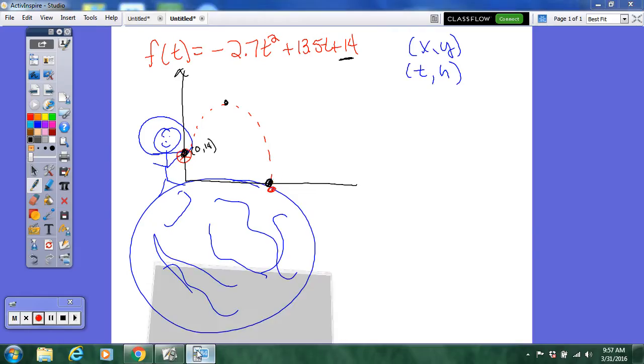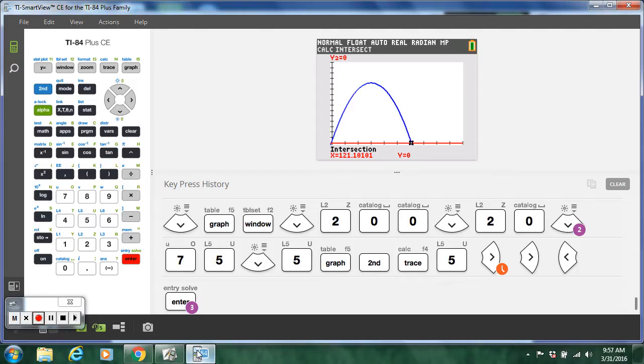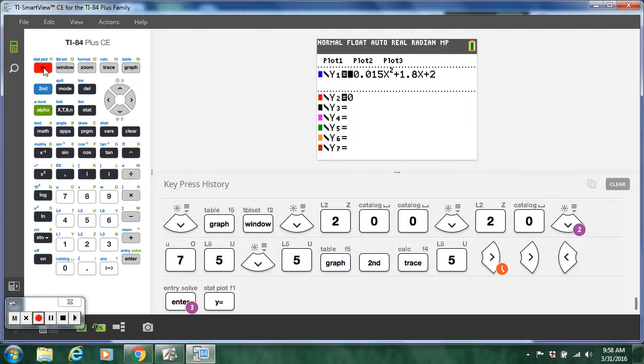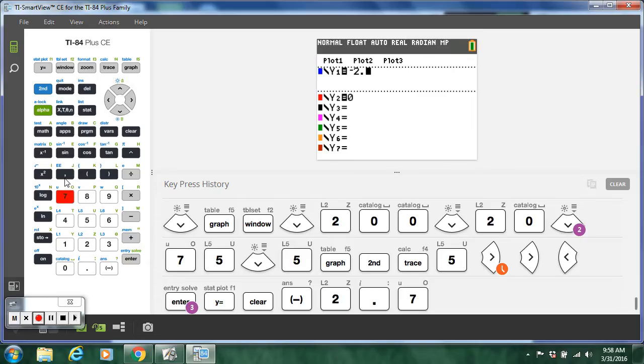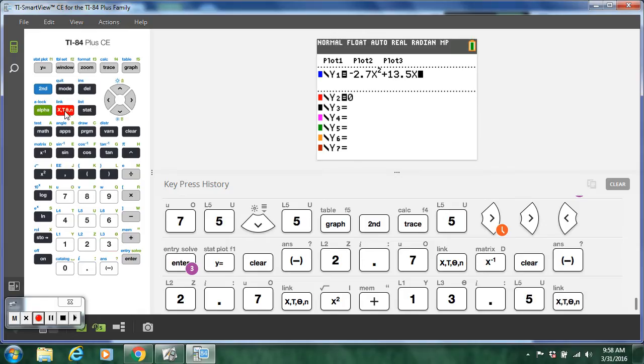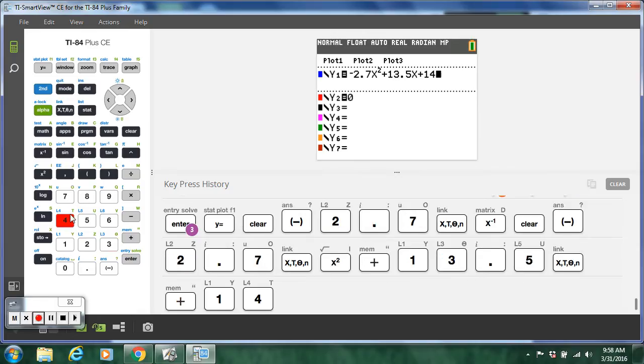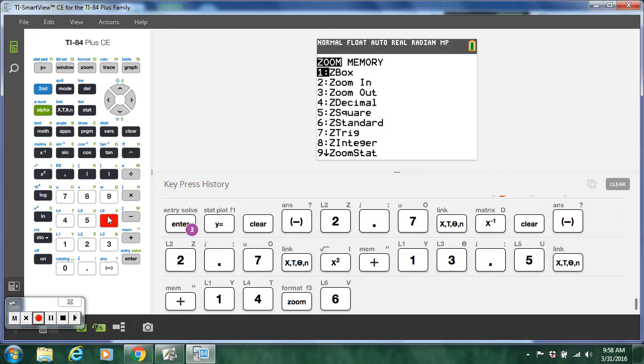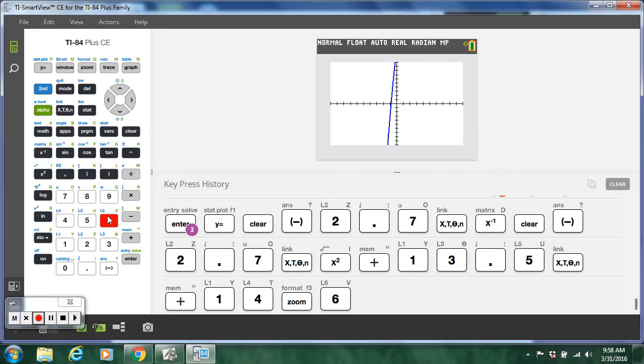All right, so when we go to our calculator and we type this in, maybe. So we've got negative 2.7 x squared plus 13.5x plus 14. And I'm just going to go zoom 6 just to get us to that standard window. Don't know if that's going to help me or not. Now I want to see more of it.